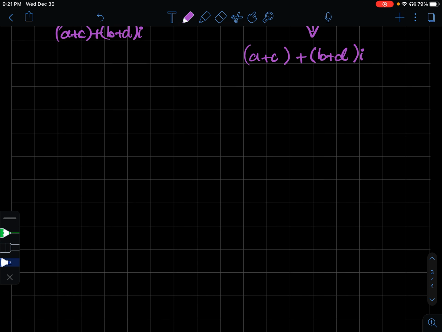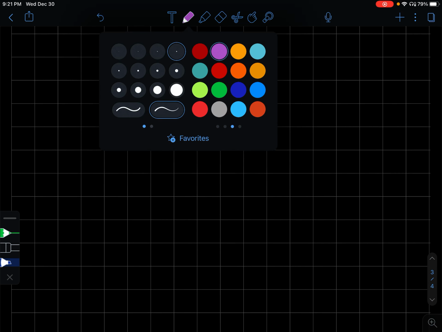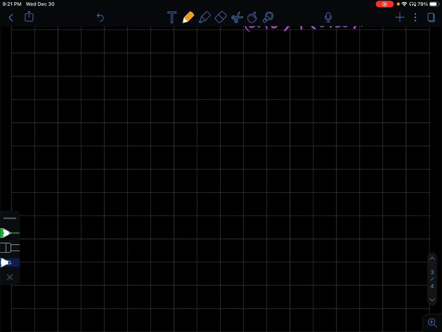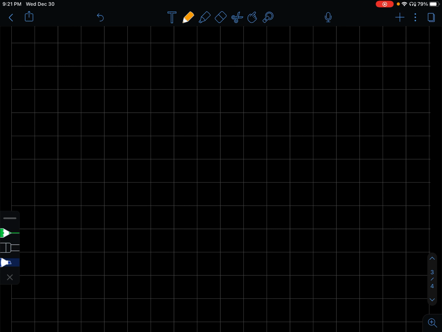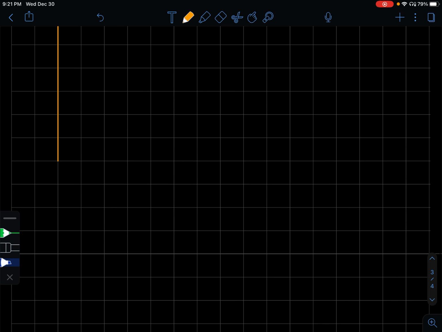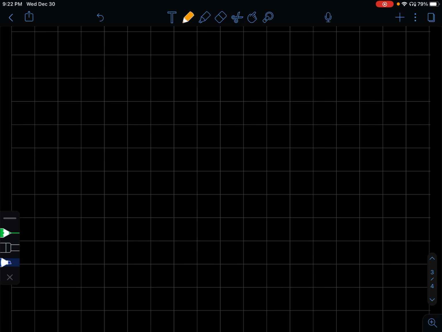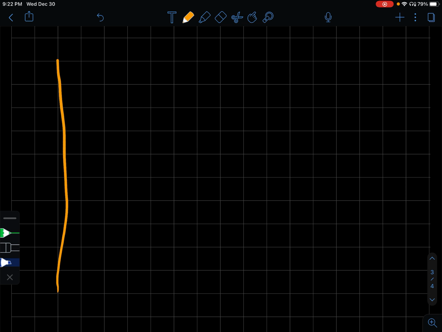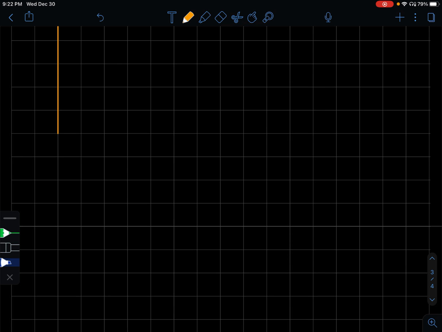Similarly, we can do subtraction on a complex plane. Now, the most important thing to remember about addition is head to tail, right? Head to tail. Subtraction is just a tiny bit different. Instead of head to tail, it's head to head. And you'll see how that is.